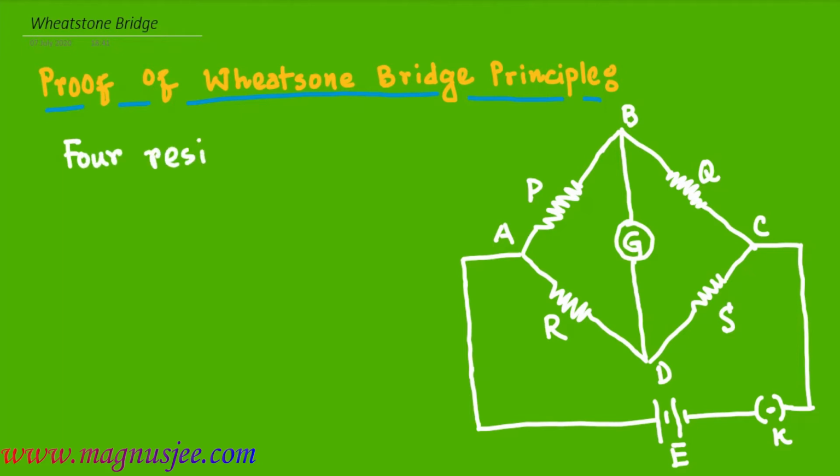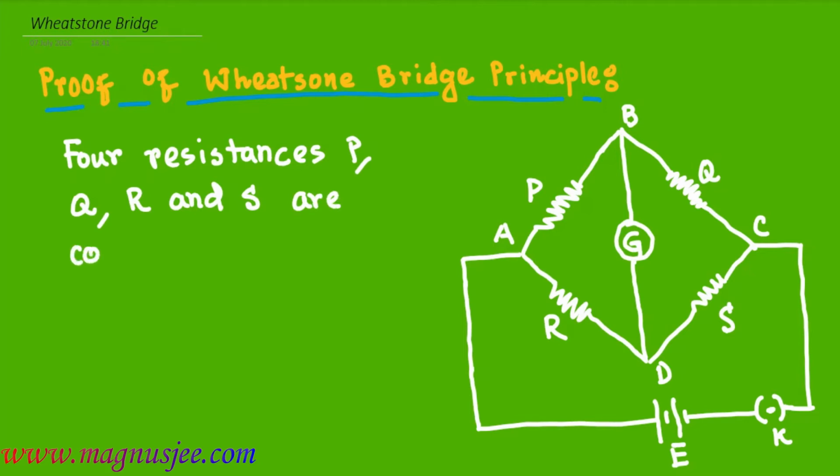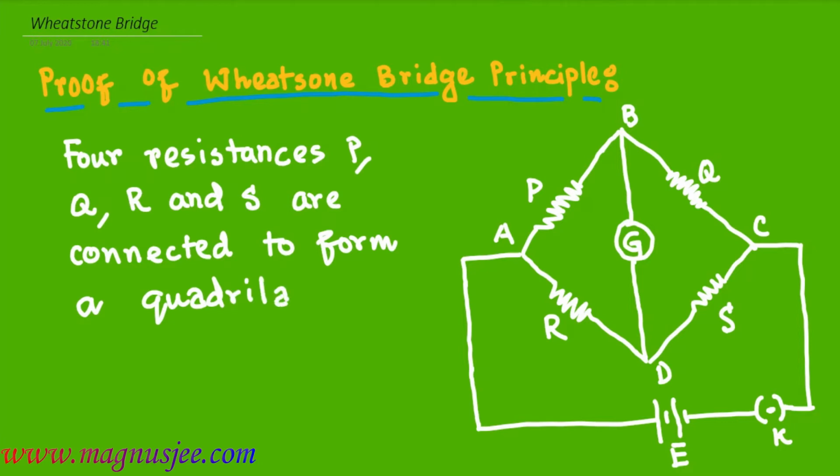Four resistances P, Q, R and S are connected to form a quadrilateral ABCD.